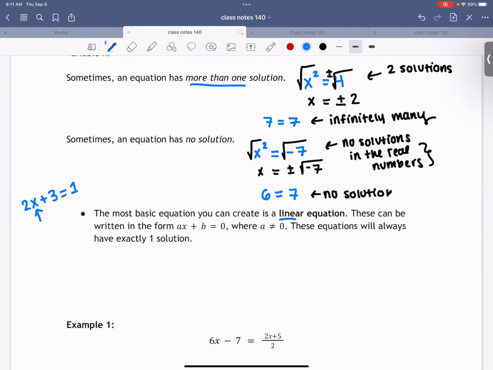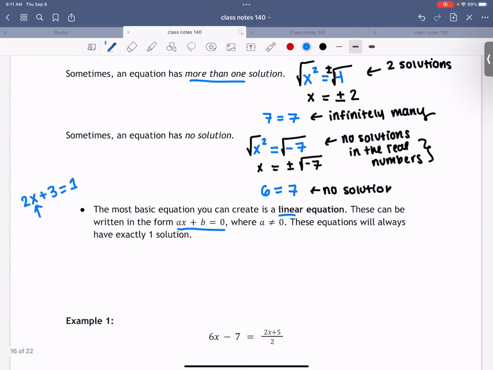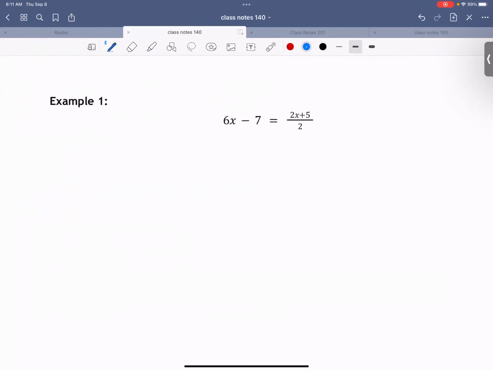And in general, these equations can be written in this form: ax plus b equals 0. So we have a and b, which are just numbers, and we got an x in there. A can't be 0 because if it was, then there would be no x in the equation. Okay. All these equations will always have one solution. And let's just talk about how we can get to these solutions. Okay. So here's one example.